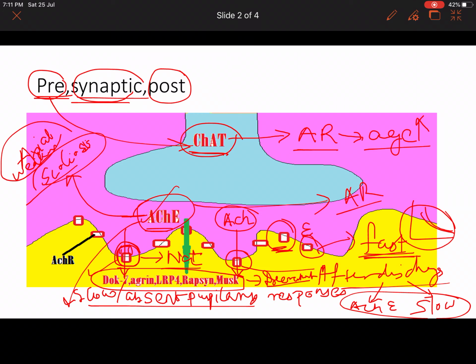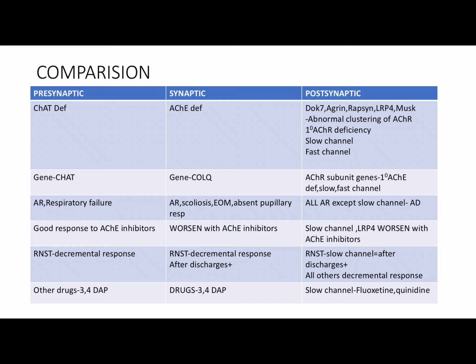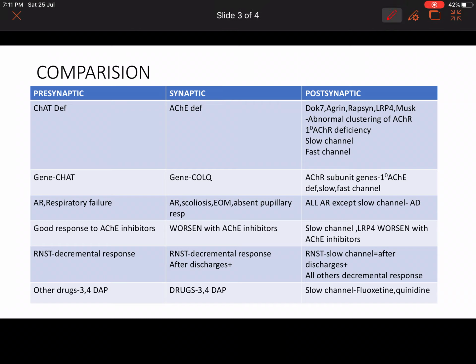Right, now let's have a look at the comparison of all three in one table. This helps you to memorize faster. Now, presynaptic we have discussed. It is due to choline acetyltransferase deficiency. The gene is the same, and as I told you previously, it is mostly associated with respiratory failure, as expected, because less acetylcholine is synthesized. If you give acetylcholinesterase inhibitors, more acetylcholine will stay in the synaptic cleft and there will be a good response. In the repetitive nerve stimulation studies, there will be a decremental response.